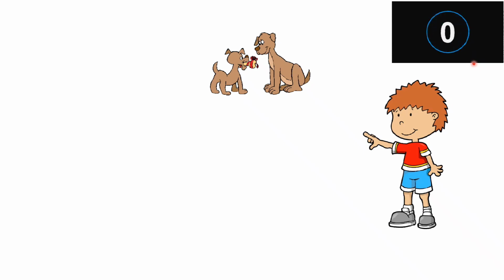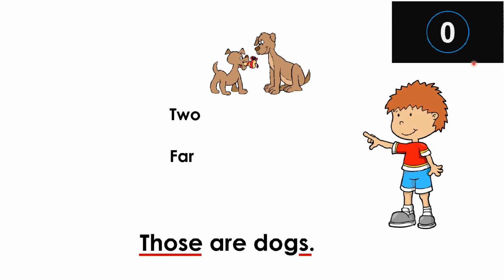So what will be your answer? Again, let's count the dogs. There are 2 dogs and they're far from you because you're pointing at them. So, if your sentence is, those are dogs, then you got the correct answer. Very good. Those are dogs.